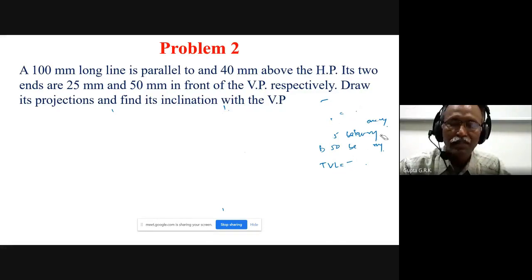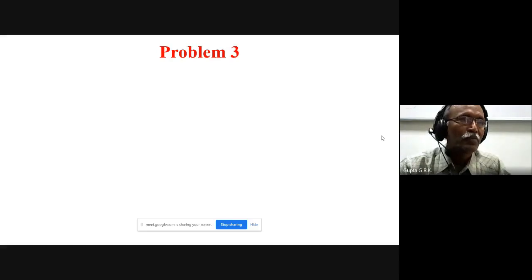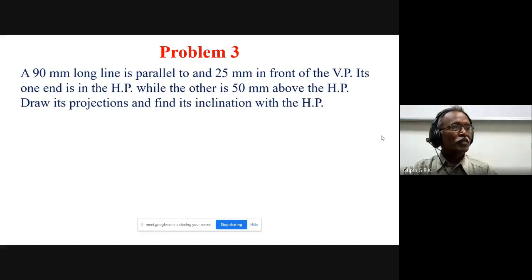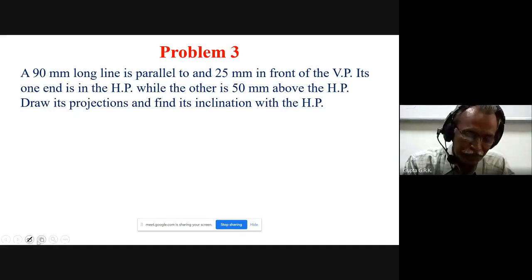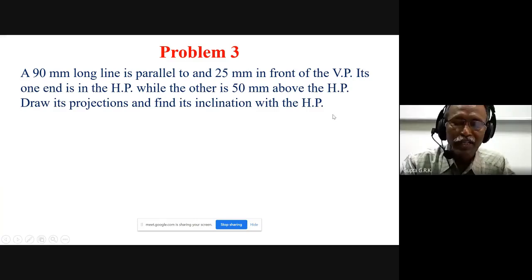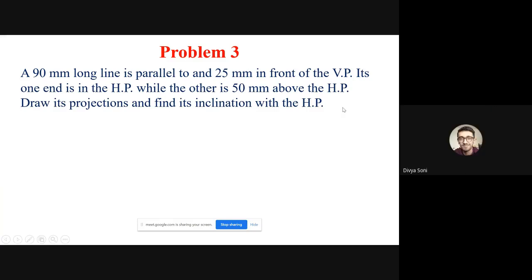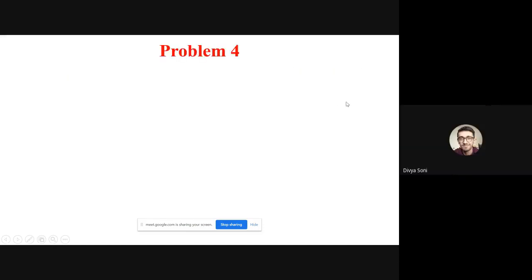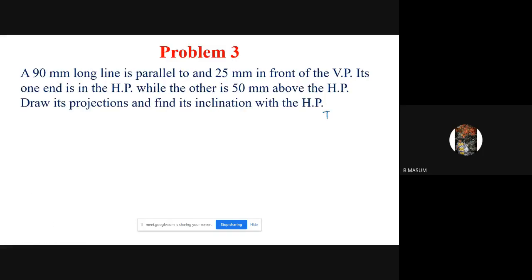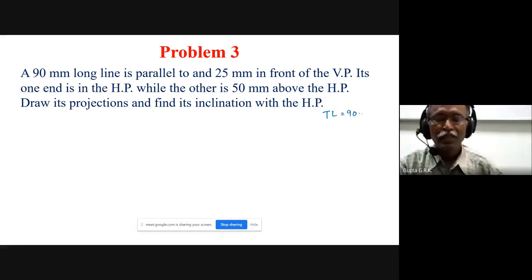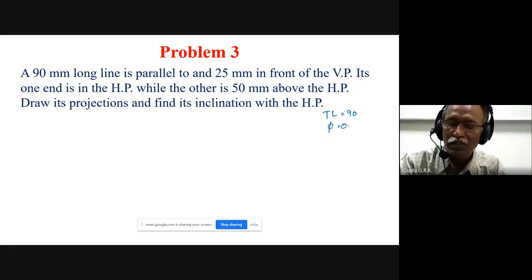I think this can be left. Okay, problem 3. Now you tell me what the data are. A 90 mm long line. First, 90 mm long line means true length is 90. Then it is parallel to and 25 mm in front, phi equal to 0. Phi equal to 0 means AB is parallel to XY.